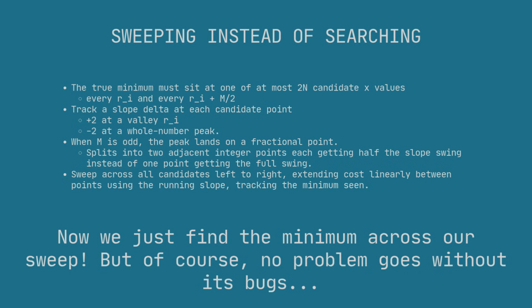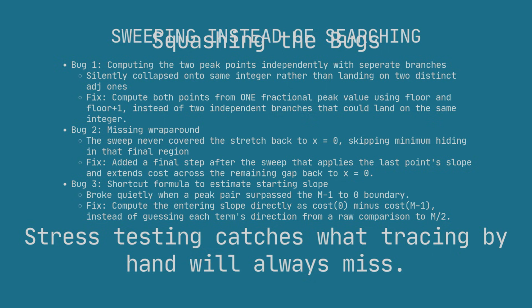So that's the algorithm. But of course, no problem goes without its own debugging issues. When implementing, I had quite a few bugs to squash. First of all, I was computing the 2 peak points independently with separate branches, which silently collapsed onto the same integer rather than landing on 2 distinct adjacent ones. The fix for this was to compute both points from one fractional peak value, using p and p plus 1, instead of 2 independent branches that could land on the same integer.